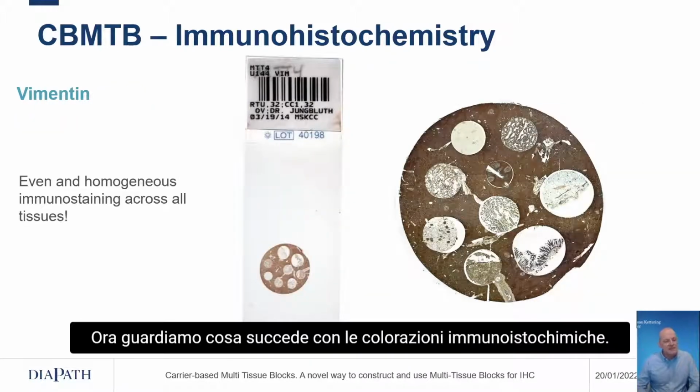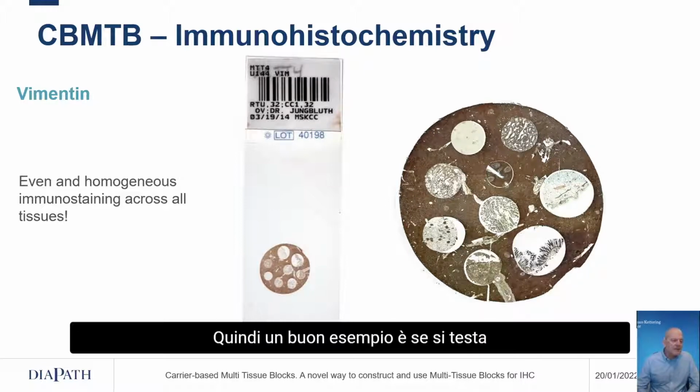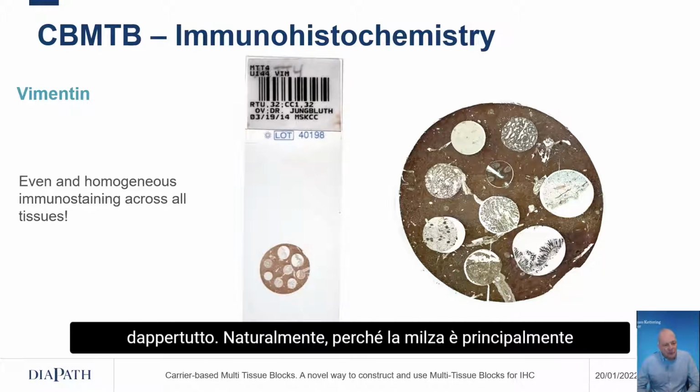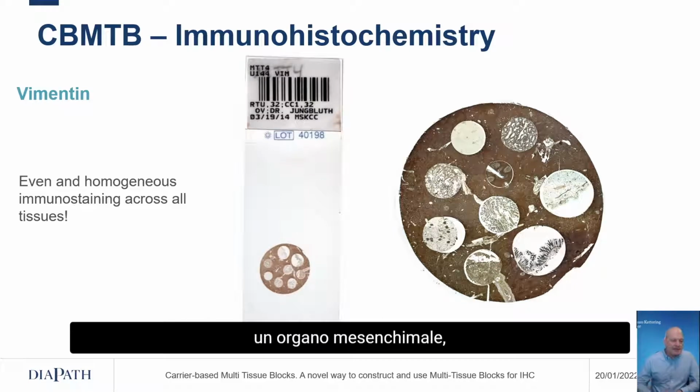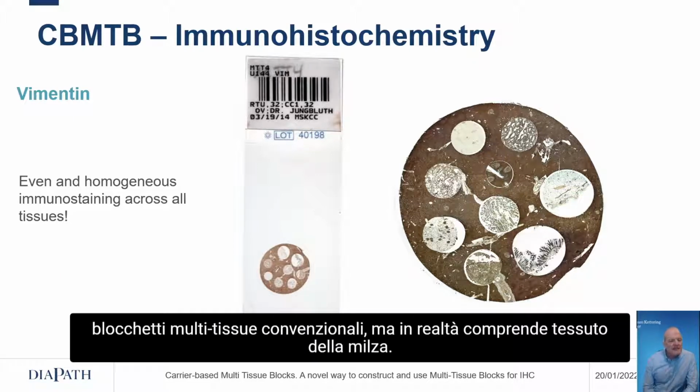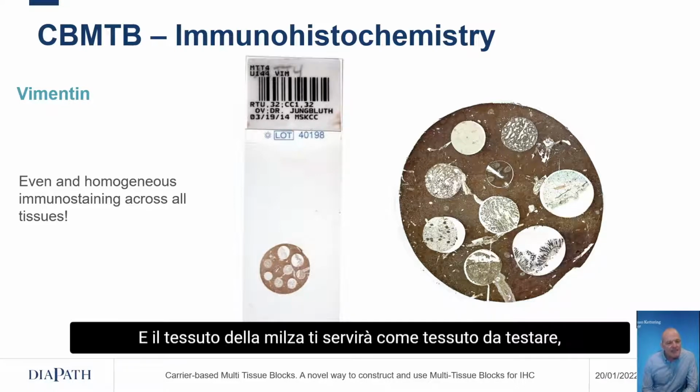Now let's look at the IHC. One good example is if you check vimentin, for example, you see that they're staining all over the place. Of course, because the spleen is primarily a mesenchymal organ, so vimentin will be positive. And one of the advantages is that the space between those punches is not lost space like in a conventional block, but it's actually spleen tissue, and the spleen tissue will serve you as a test tissue, just like the other tissues that were inserted.